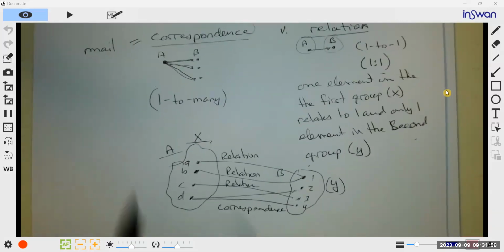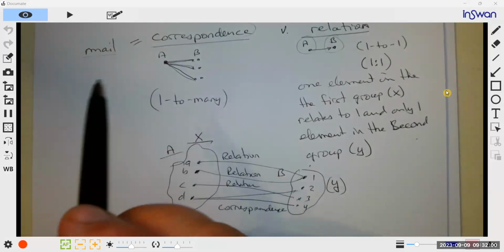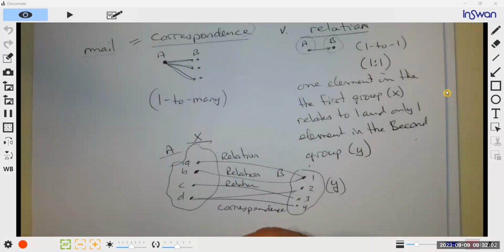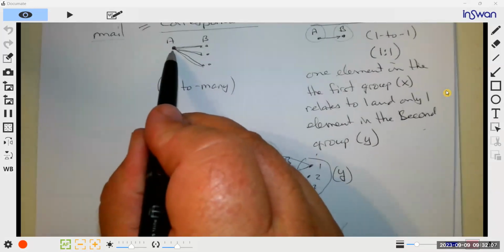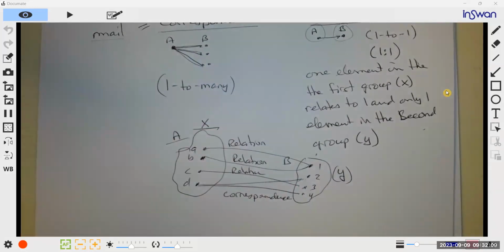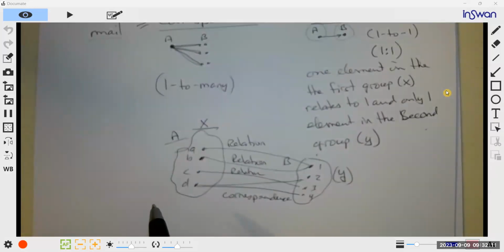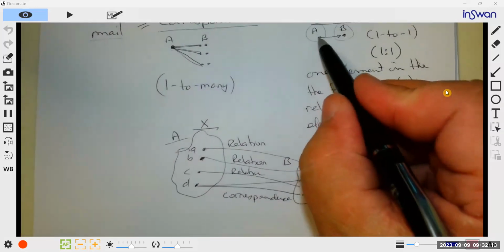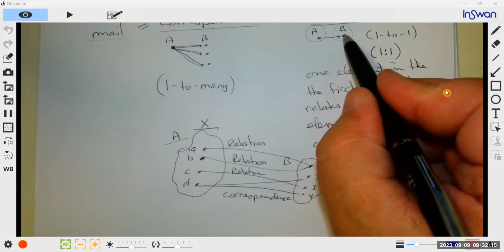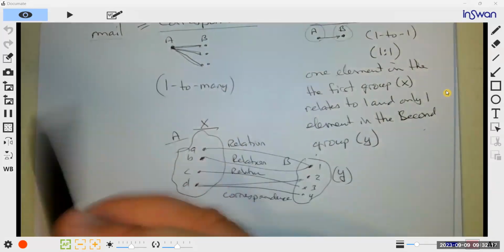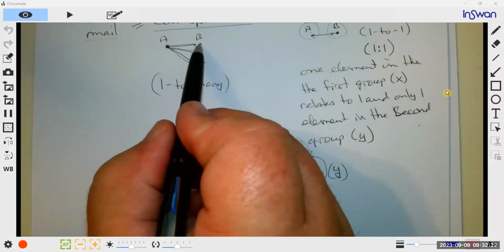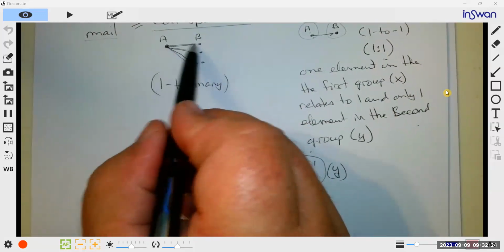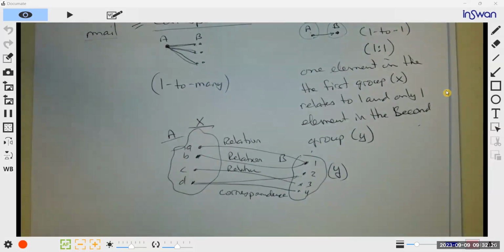So back in the old days, the mail, if you had a circular or the old Sears catalogs, Sears would send out the catalog to everybody. That was correspondence. The person may shop only at Sears. They have a relationship with Sears. So it all depends on which way you're going. A could have a relationship with B. B has a relationship with A, but A has a correspondence with all these.